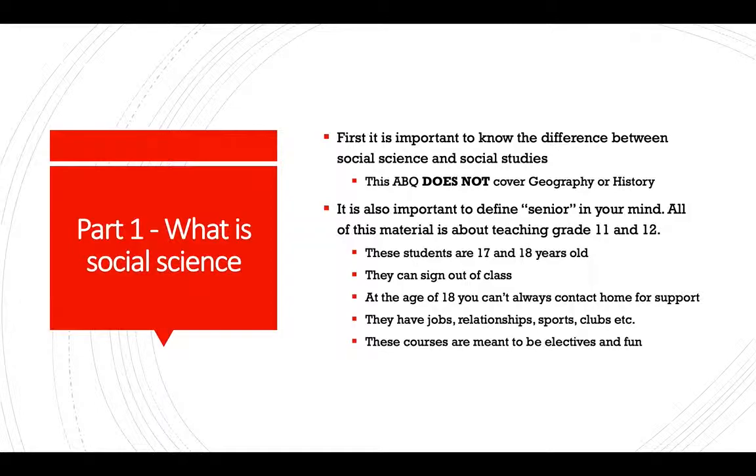And these courses are to be treated as an elective. They are often taking a senior math at the same time, or maybe a large English class, a 4U English class. So they're trying to take one of these as an elective to cover that portion. So it's not meant to be overloaded with work, is what I'm trying to get at when you're looking at some of these social science courses. These are supposed to be the fun courses. So let's have a look at that.